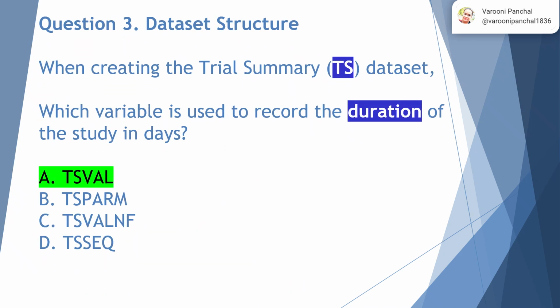Question 3. Dataset structure. When creating the trial summary TS dataset, which variable is used to record the duration of the study in days? Option B says TSPARAM. This is for the parameter, so you cannot use this. TSVALNF. This also you cannot use. TSSEQ. This is a sequence number, so even this you cannot use. So the correct answer is TSVAL, where VAL is nothing but value, which holds the duration of the study. Hence the correct answer is A.